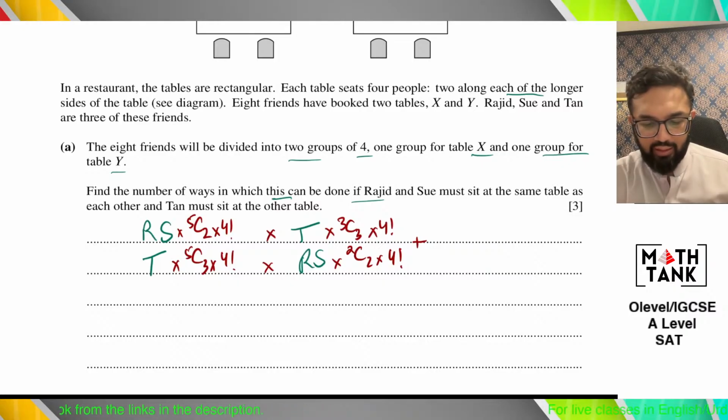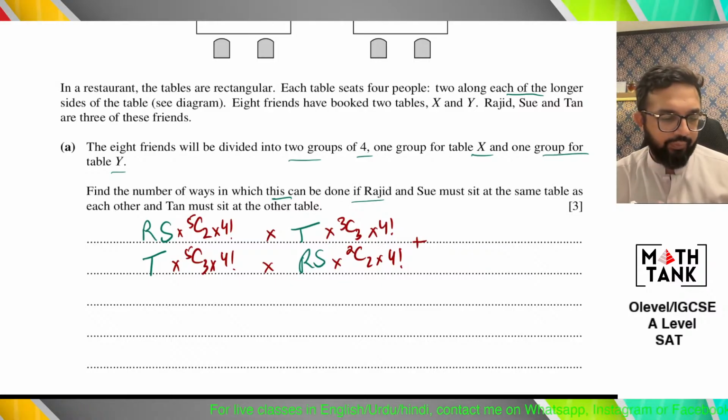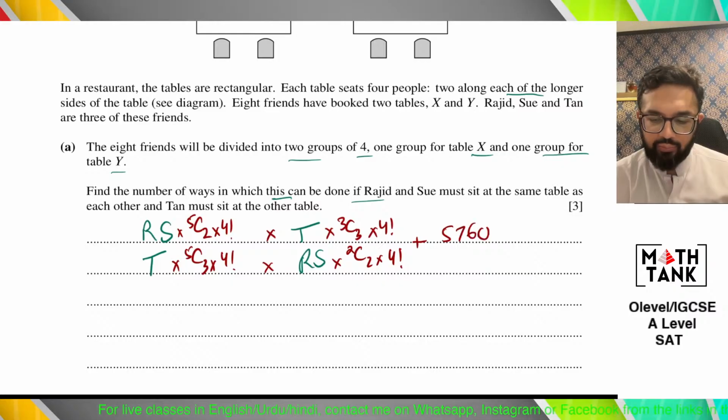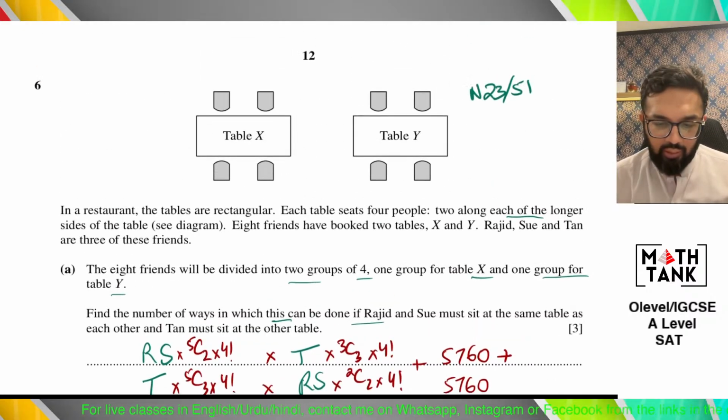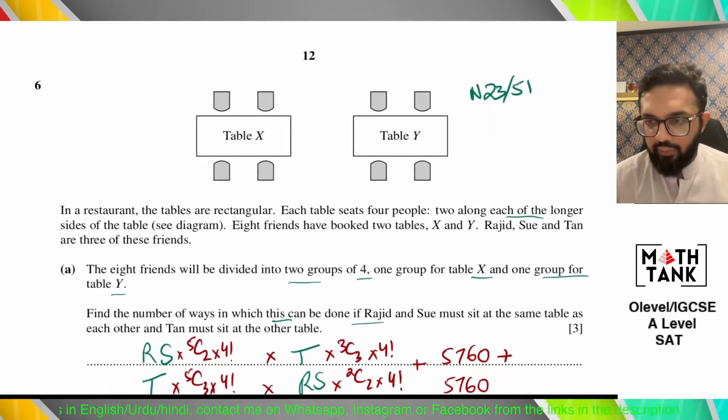I think ये दोनों केसेस आपस में मल्टीप्लाई होके फिर ऐड हो जाएगा. 5C2 होता है 10, 10 इंटू 24, 240, 5760 प्लस. आई थिंक ये भी 5760 ही आएगा. 11520. What year is this? November 2351.